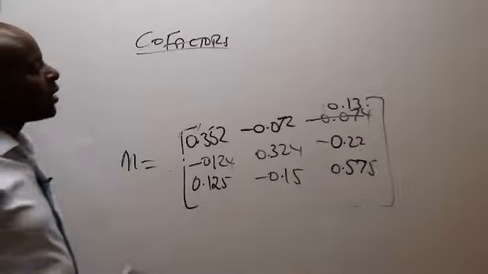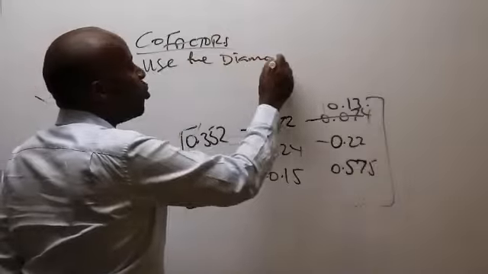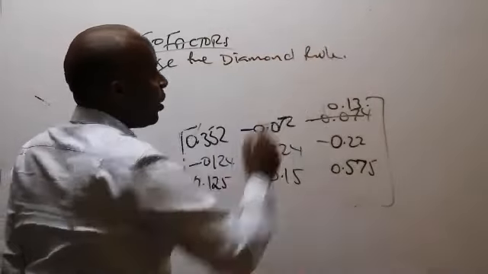Basically, to get cofactors, we use the diamond rule.